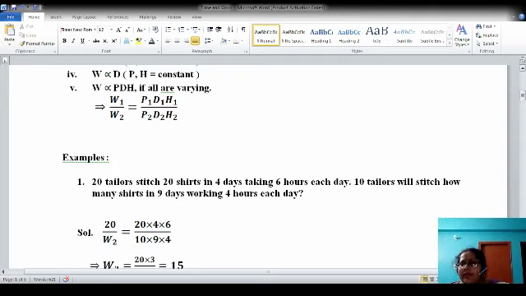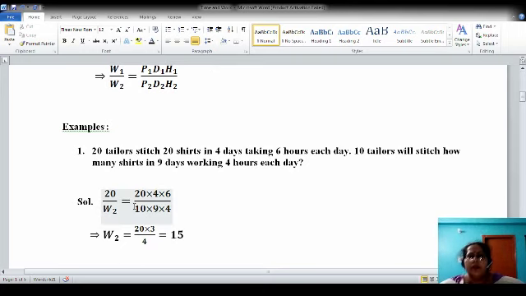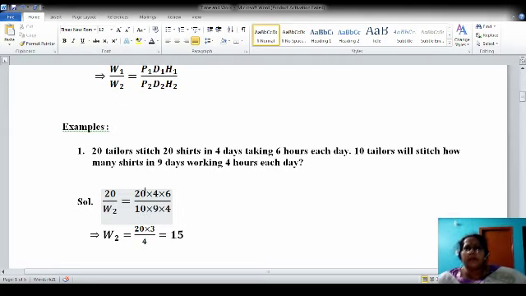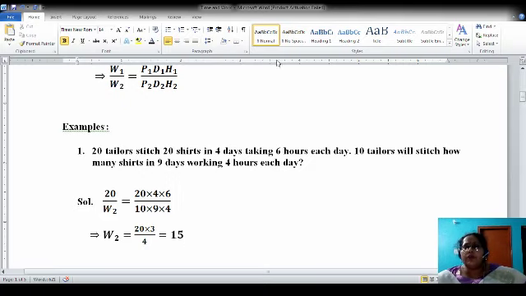Now everyone can solve this very easily by cross multiplication, so I'm skipping the calculations. You just come across 20 into 3 by 4 and it comes to 15. So that means 10 tailors will be stitching 15 shirts. You can get this answer in 20-30 seconds maximum if you remember this formula.